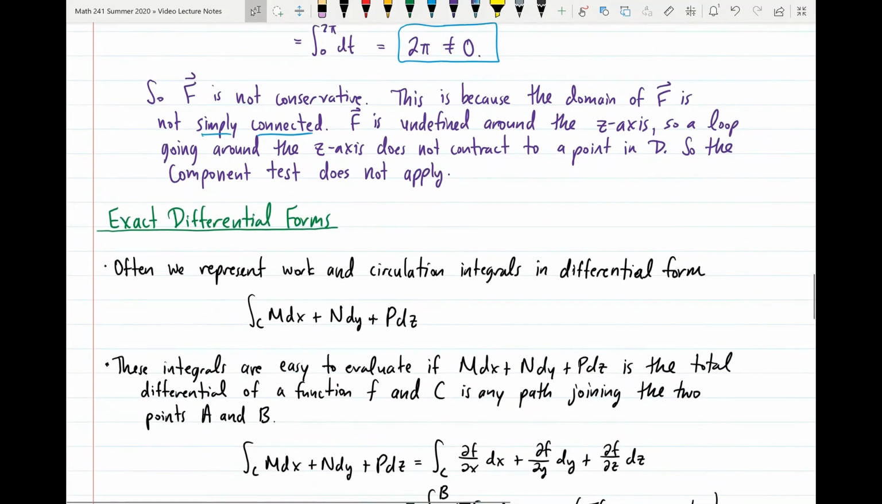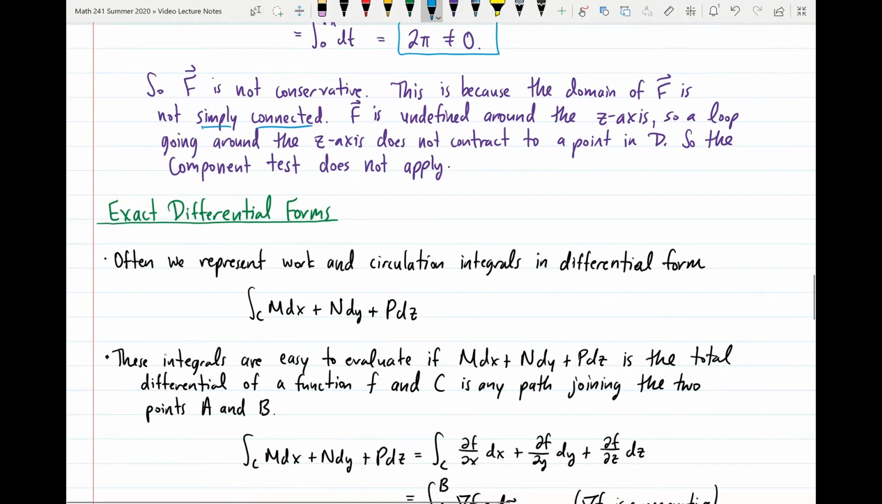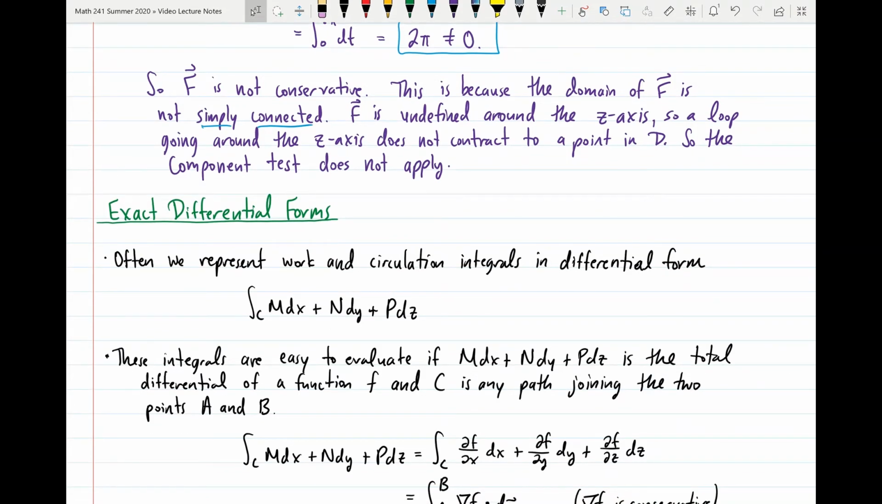So this is a good thing to keep in mind. The preconditions do have to be met to use the component test, but I think for most of the vector fields that we find, the preconditions for the component test will in fact be met.